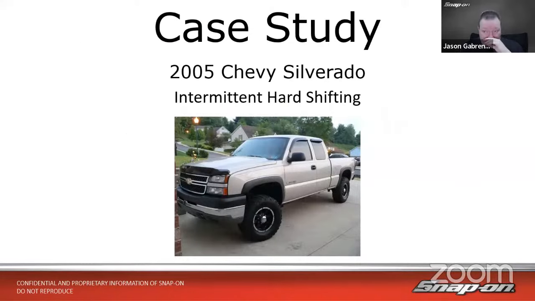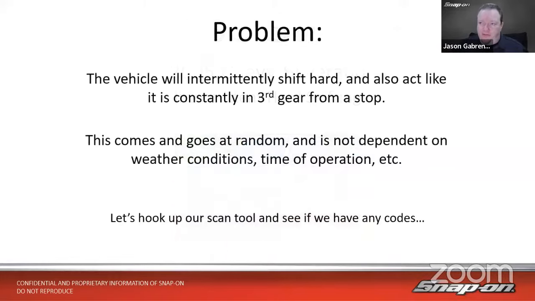different bus problems we can run into. Here's a case study, an example of a bus problem. It's an '05 Silverado that had an intermittent hard shift. There was no rhyme or reason to this hard shift either. When it had this problem, it would act like it was constantly in third gear, so it would take a long time to get going from a stop, like I started in third.